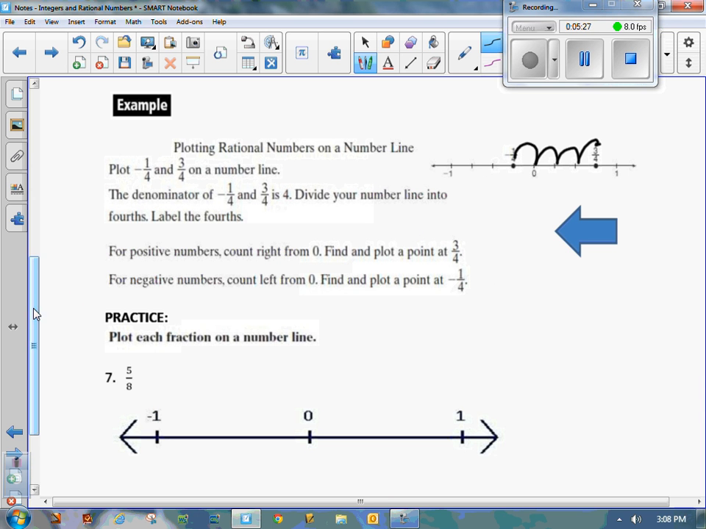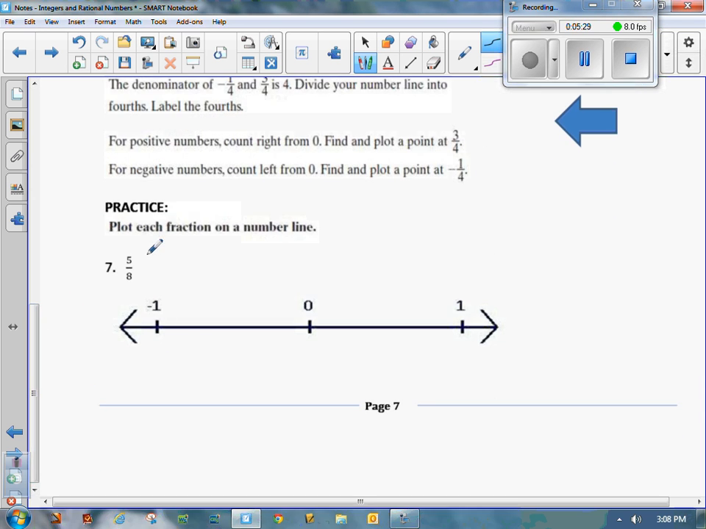We're going to plot these fractions here. Here we have a 5/8. The denominator is 8, so we want to divide our number line into 8s. And I'm going to say 1, 2, 3, 4, 5, 6, 7.